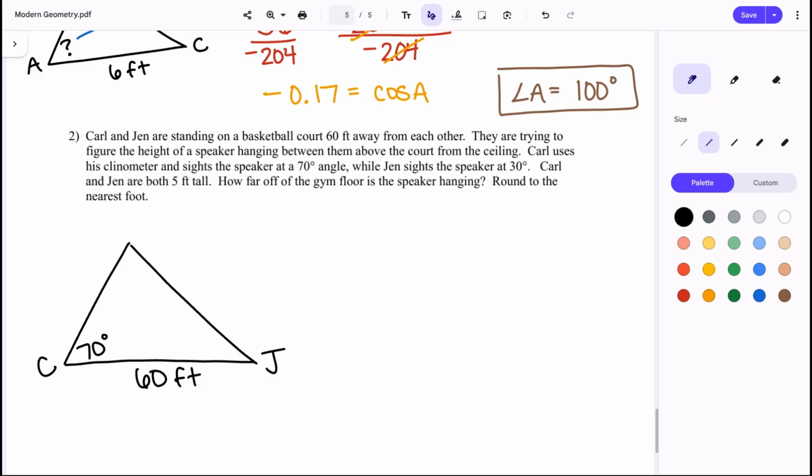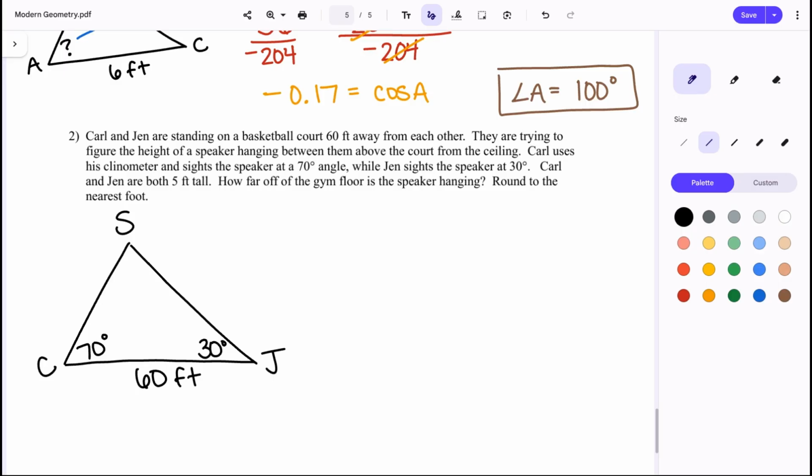Okay. While Jen sights the speaker at 30 degrees. So where should the 30 go? By J. Okay. Carl and Jen are both 5 feet tall. How far off of the gym floor is the speaker hanging? Round to the nearest foot. So let's call up here S for speaker, because that's where the speaker would be. And we want to figure out how tall it is.